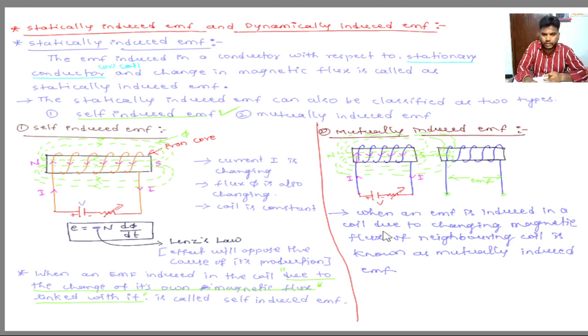When an EMF is induced in a coil due to changing magnetic flux in a neighboring coil, that means the EMF induced in the second coil due to the changing flux in the first coil. Therefore, that EMF is called mutually induced EMF. Is this clear? This is about statically induced EMF, which is of two types: self-induced EMF and mutually induced EMF. Is this clear? Yeah. Thank you.